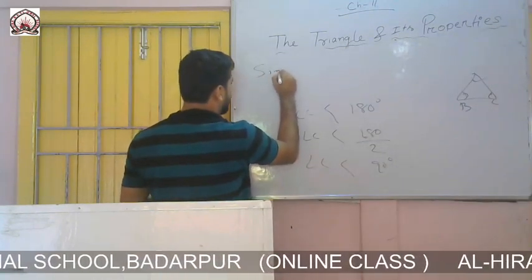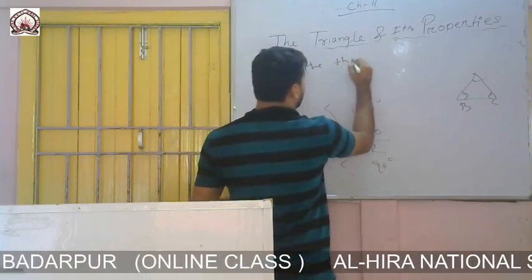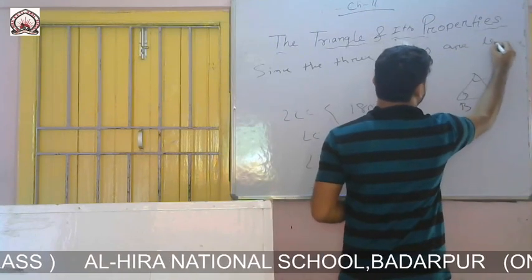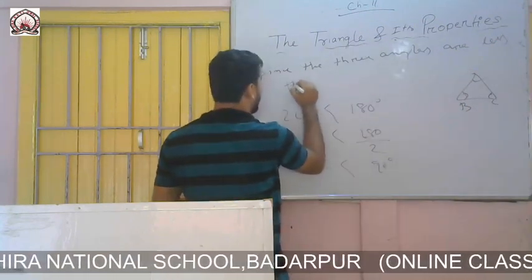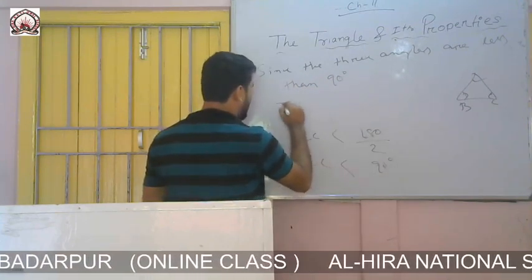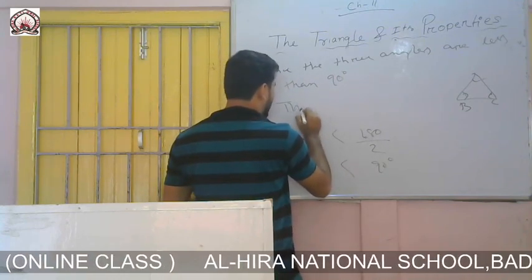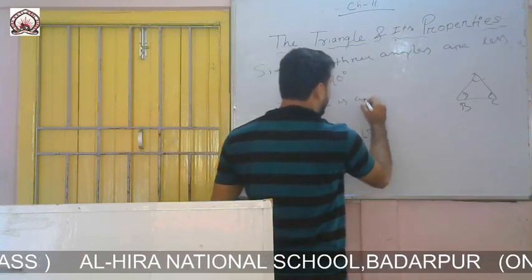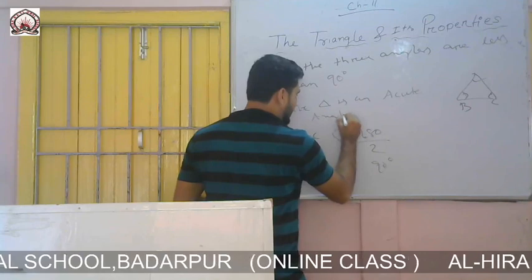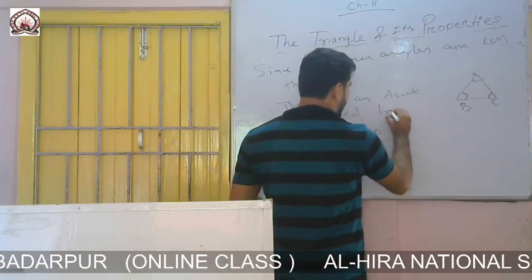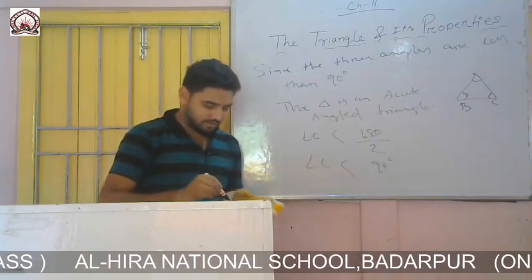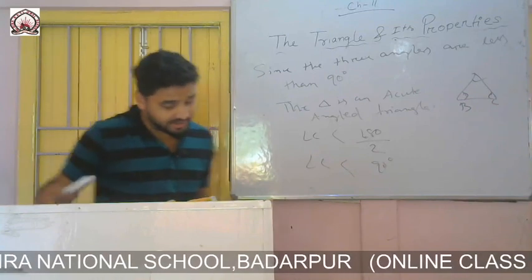Since the 3 angles are less than 90 degree, therefore the triangle is an acute angled triangle. Acute angled triangle. Now come to question number 5b.